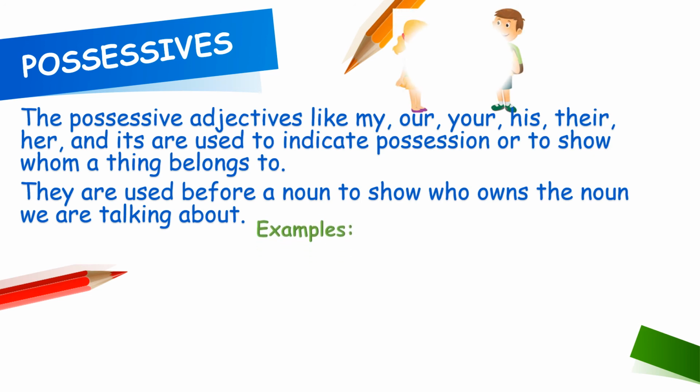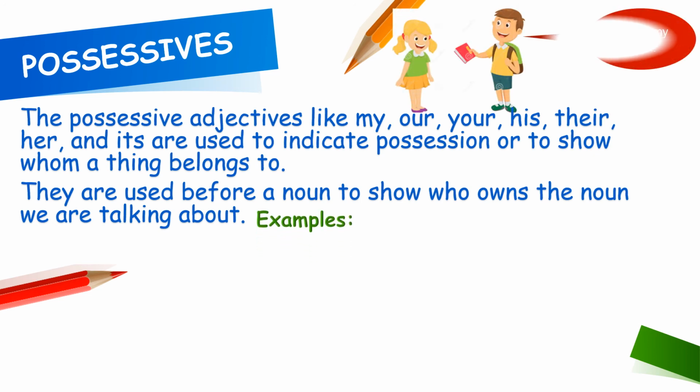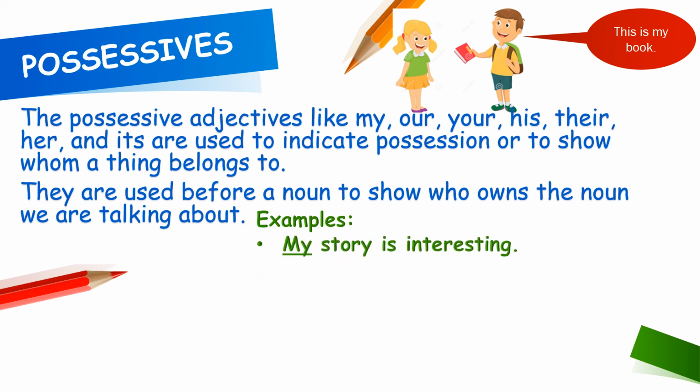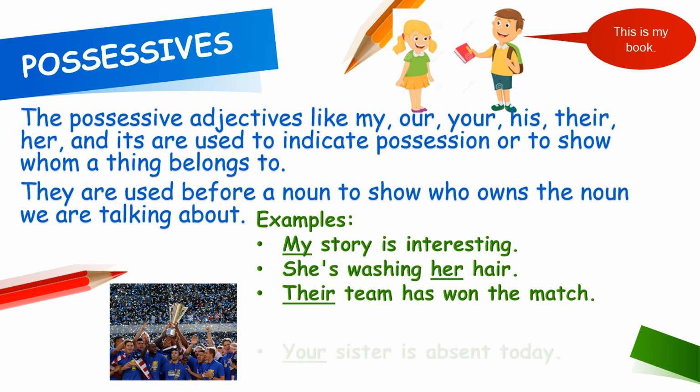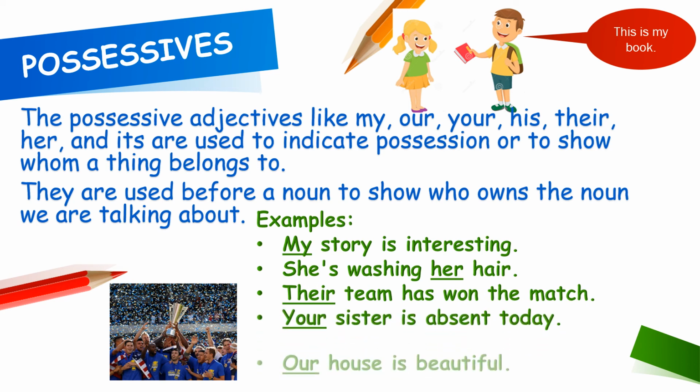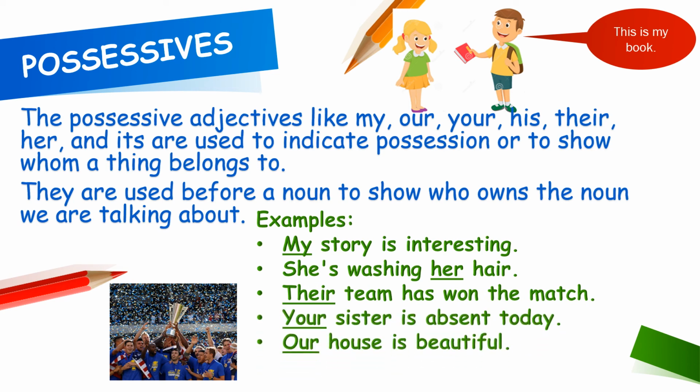For example, this is my book. The word my is a possessive determiner as it suggests that the book belongs to the speaker. Let's check out the other examples. My story is interesting. She's washing her hair. Their team has won the match. Your sister is absent today. Our house is beautiful. Just focus on the underlined words my, her, their, your, our.